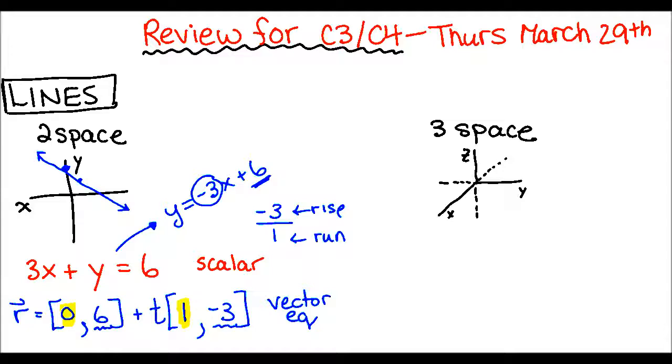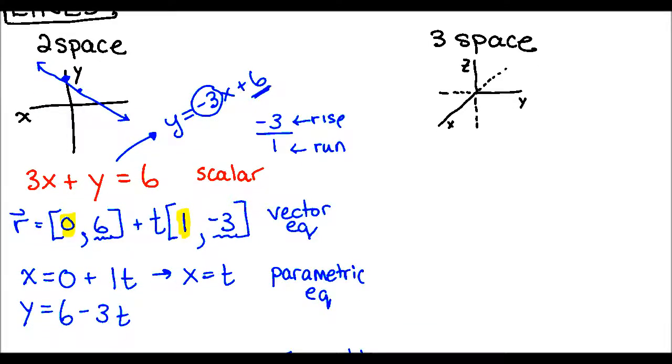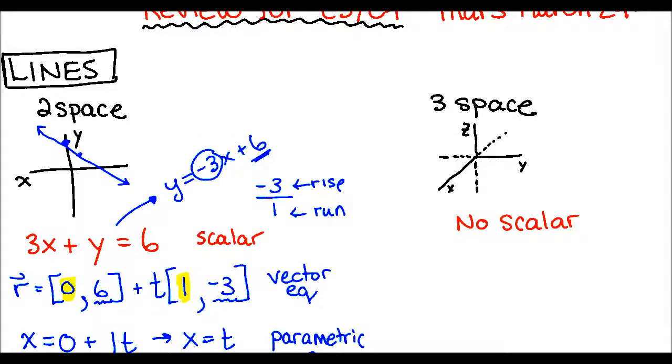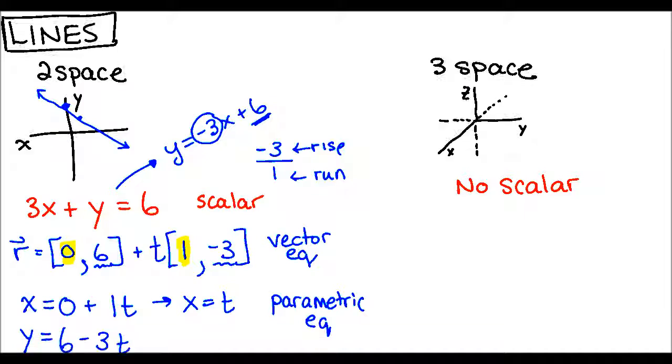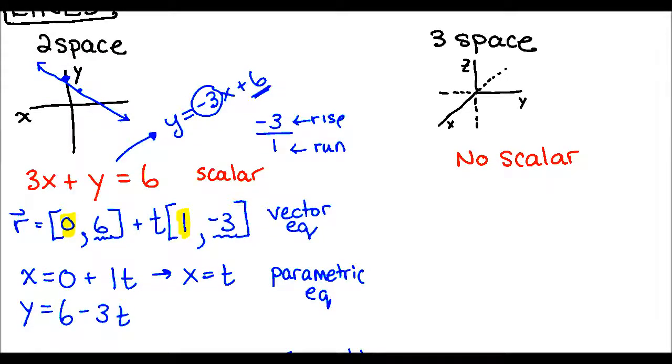All right, cool. So that's 2 space. So then 3 space equations of lines. You can't have a scalar equation. No scalar equations exist for 3 space for lines. Okay, so you can only have vector equations, parametric equations, and symmetric equations.